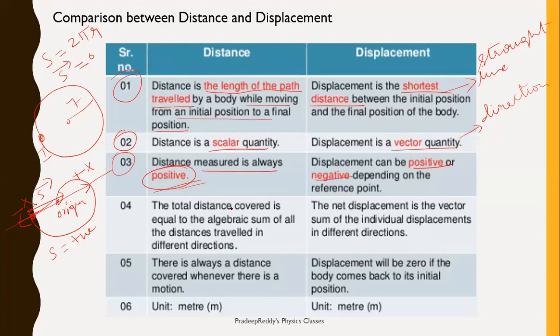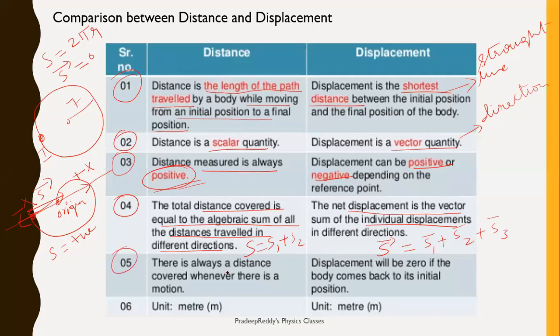Coming to point 4, the total distance covered is equal to the algebraic sum of all the distances traveled. So that means the total distance traveled will be equal to S1 plus S2 and so on. However many lengths it travels, the total length will be the sum. Whereas in case of displacement, it is the vectorial sum. Displacement will be equal to S1 bar plus S2 bar plus S3 bar. It is the vector sum of all the individual displacements covered.